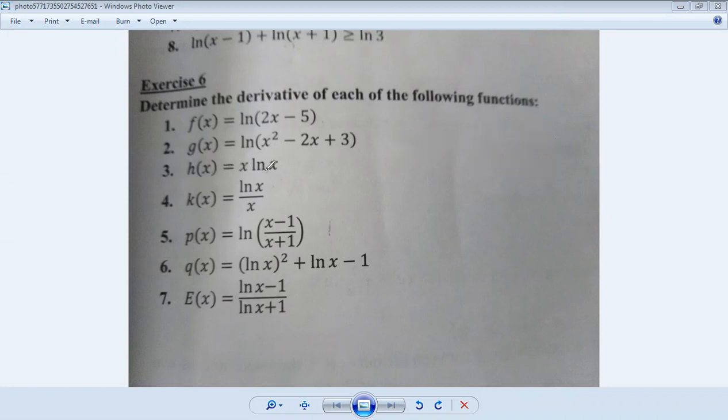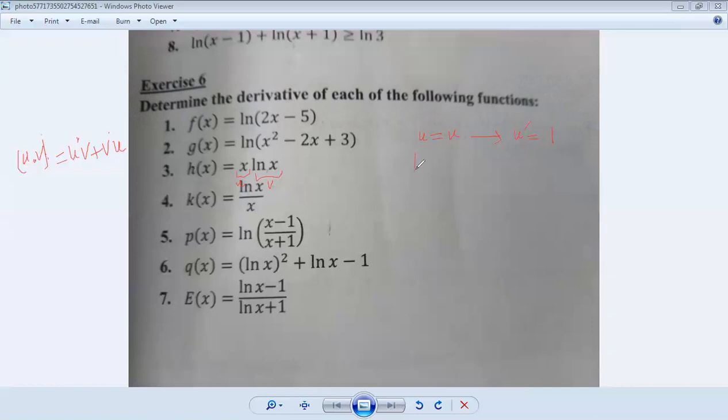h of x equals x ln x. Here we have the product rule, u times v. Remember that the derivative of u times v is u prime v plus v prime u. Then h of x equals x ln x. If we say that u is equal to x and ln x is v, then u prime is equal to 1.